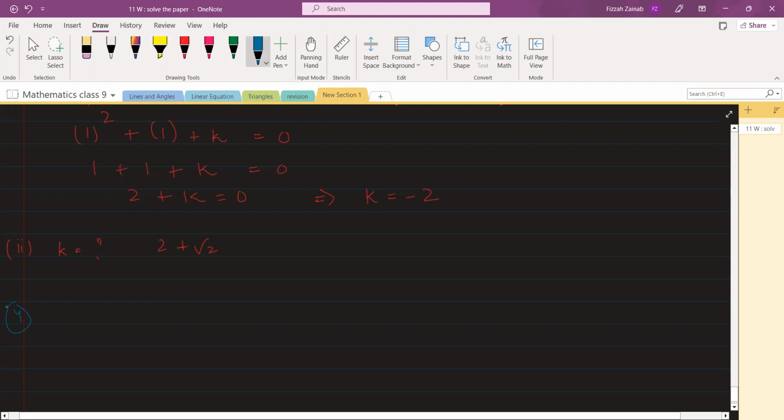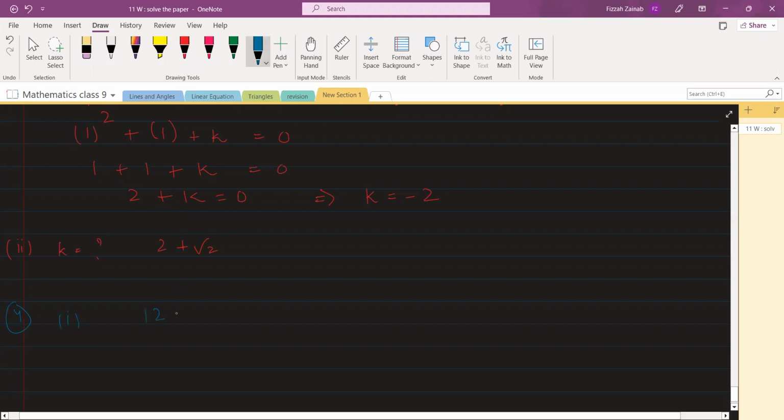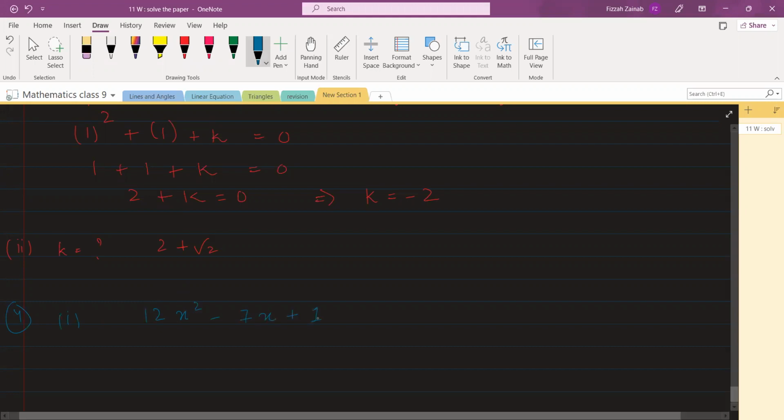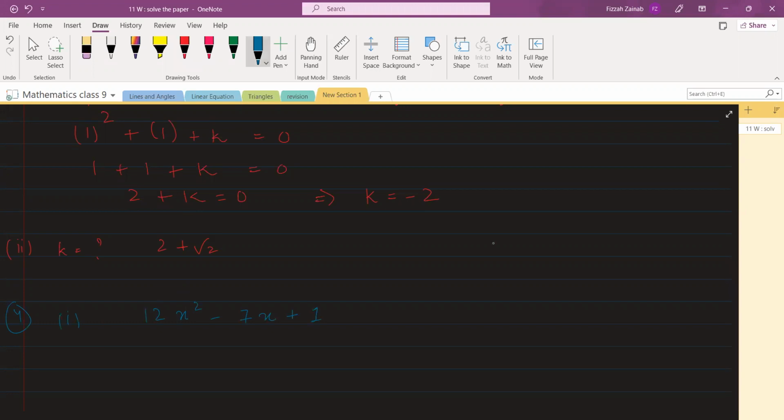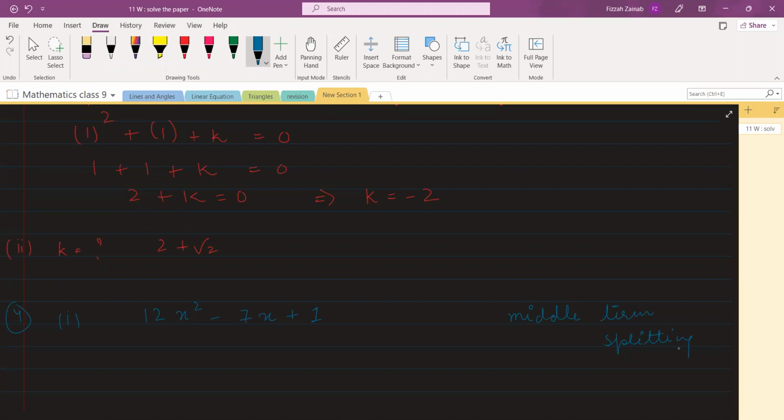Now you have to factorize. So first part, this is 12x square minus 7x plus 1. We already discussed there is a method called middle term splitting, right? This method you will use in this question. This is a polynomial, and you have to break it into factors. Is it clear? Yes, ma'am.